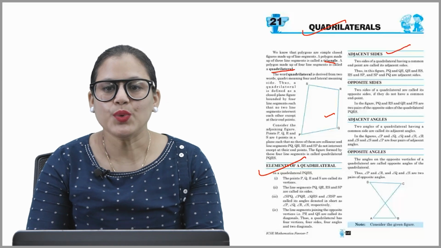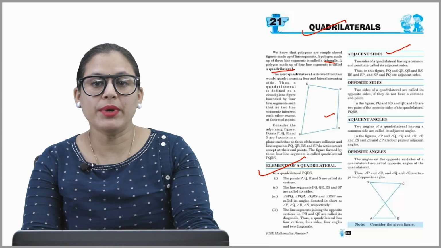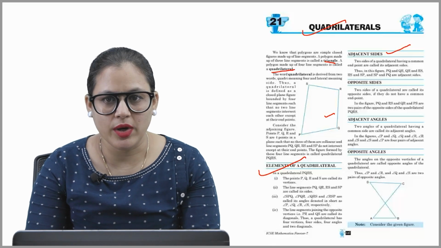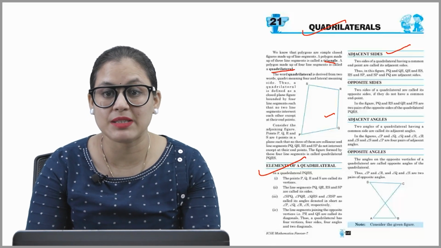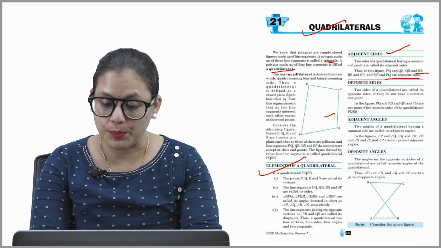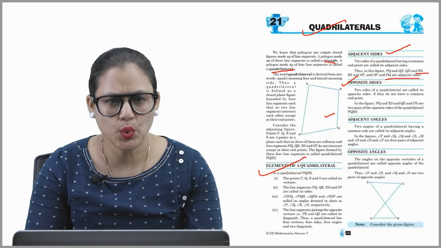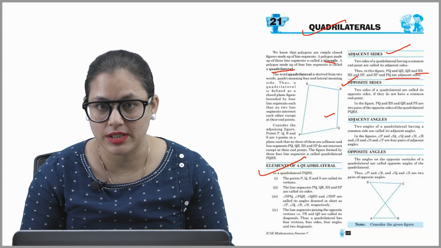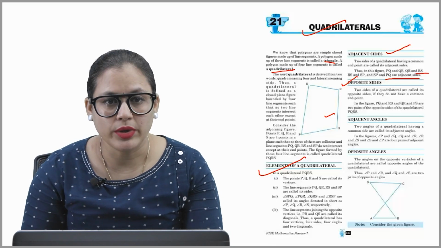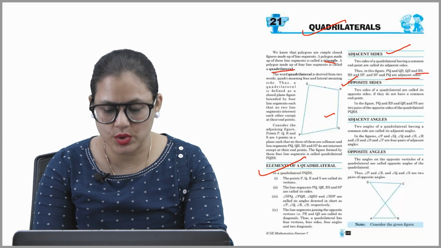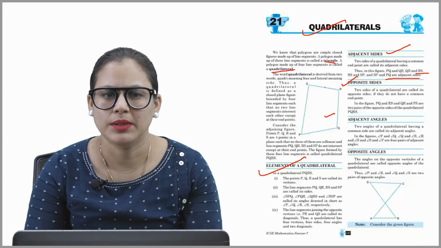Adjacent sides. 2 sides of a quadrilateral having a common endpoint are called its adjacent sides. Thus, in this figure, PQ and QR, QR and RS, RS and SP, SP and PQ, these all are adjacent sides. Opposite sides. 2 sides of a quadrilateral are called its opposite sides if they do not have a common endpoint. In the figure, PQ is opposite to RS, RQ is opposite to SP or PS.